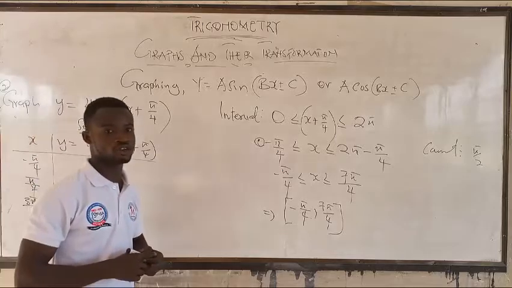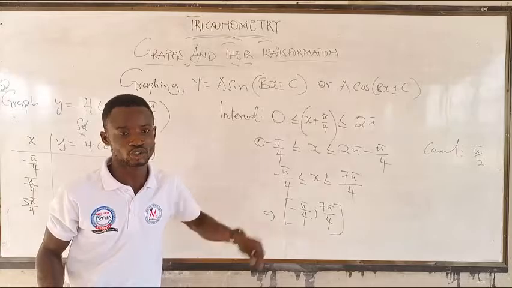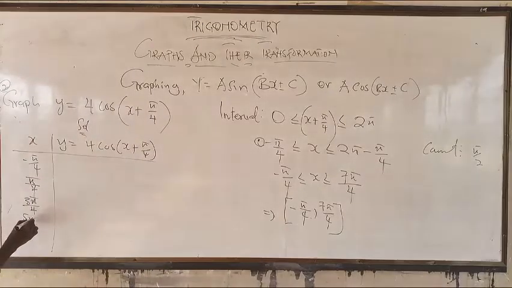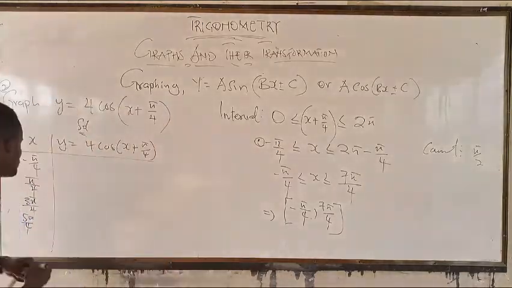3 pi on 4. Now the 3 pi on 4 plus pi on 2, and that's going to give you 5 pi on 4. Now the 5 pi on 4 plus pi on 2, and that's going to give you 7 pi on 4.